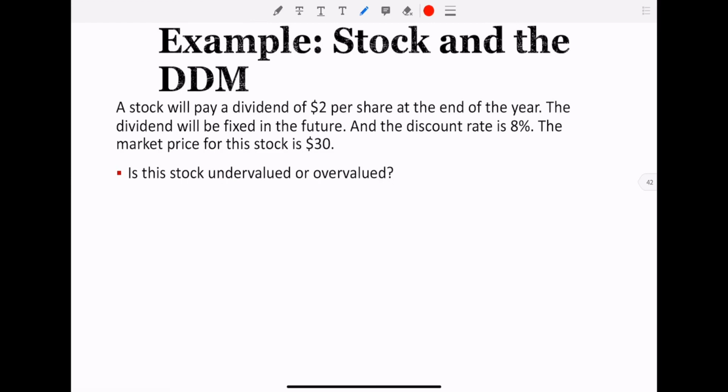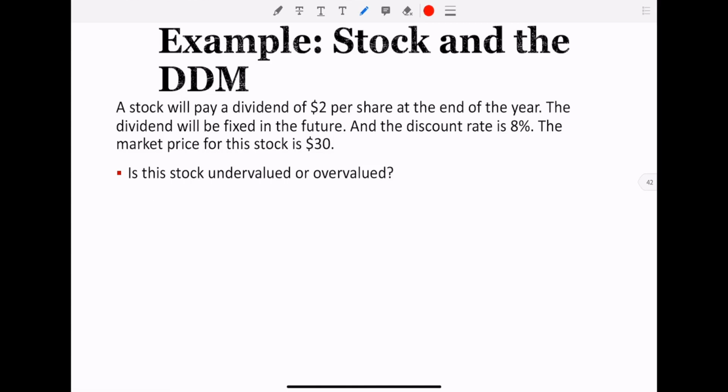A stock will pay you a dividend of $2 per share at the end of the year. The dividend will be fixed in the future, and the discount rate is 8%, and the market price is $30. Is the stock undervalued or overvalued? First, what's the general approach of judging whether the stock is undervalued or overvalued?